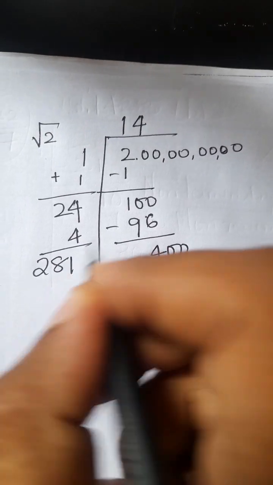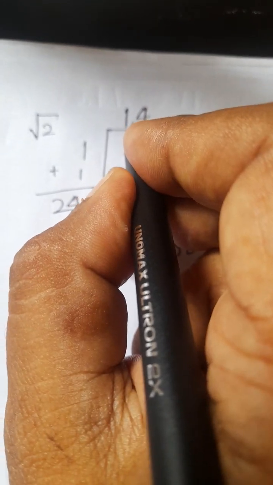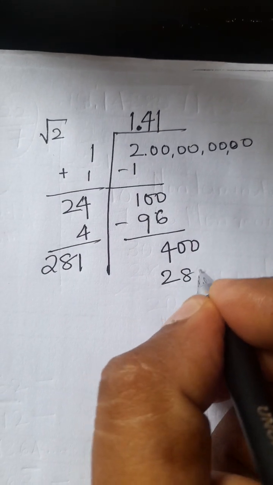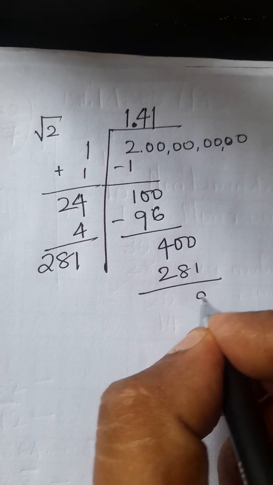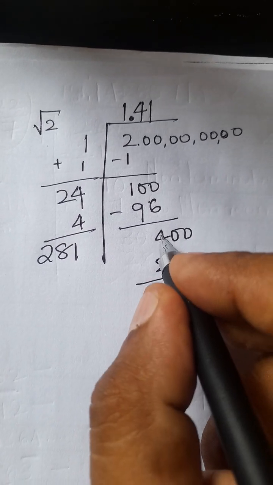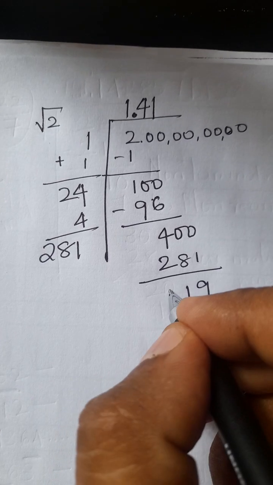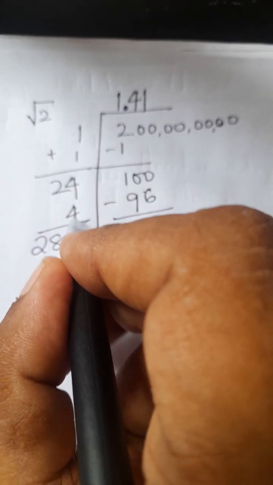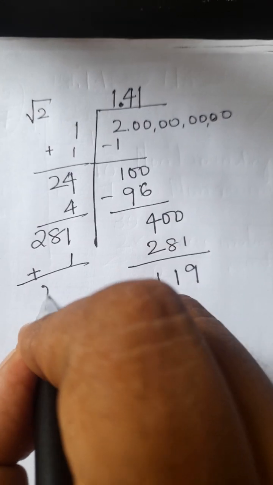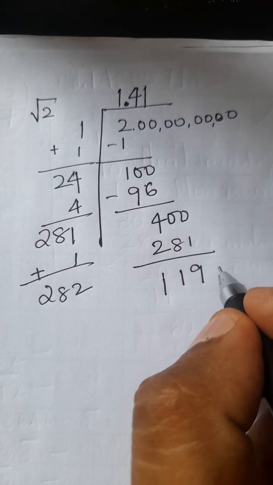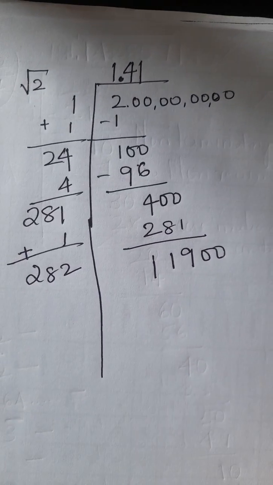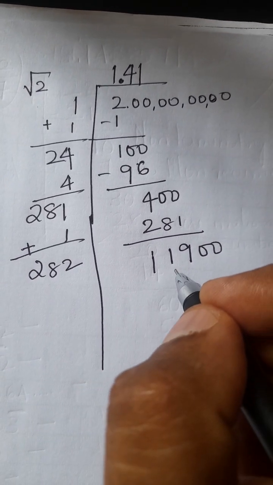And you just see 1s. Here you add 1. 281. 9 minus 8, 1. 3 minus 2, 1. Here you added 1, so you have to add 1 back again. So you get 282. Add 2 more zeros. Now what will you do?